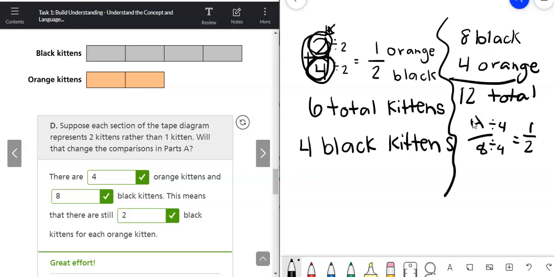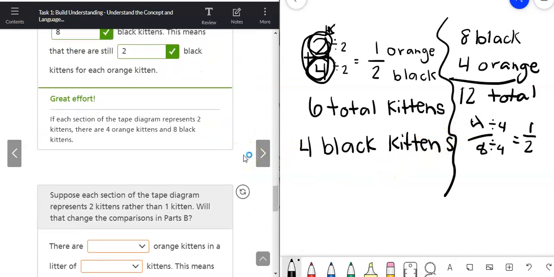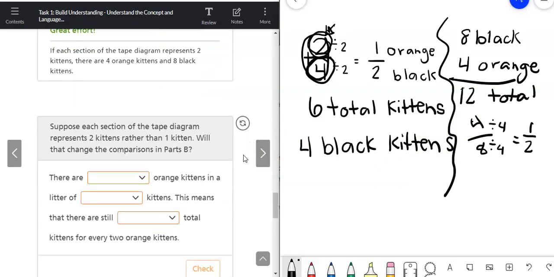So when we're doing ratios and rates, they want us to simplify things down. Whatever they ask for first comes first. So over here, it asks for orange first. That's why the orange kittens are going on the top. Now let's look at this last section.